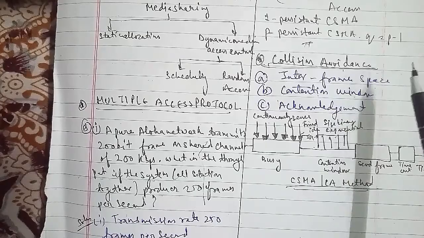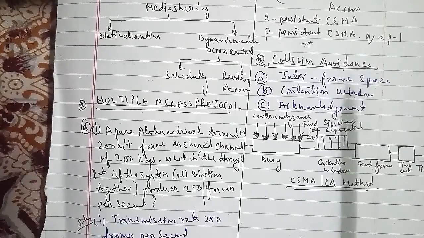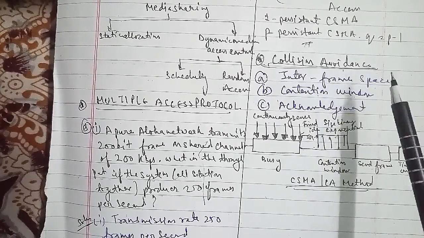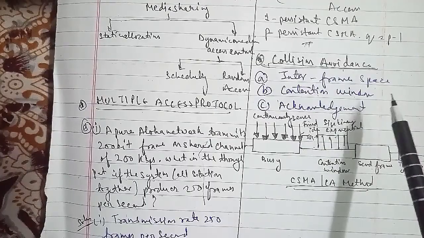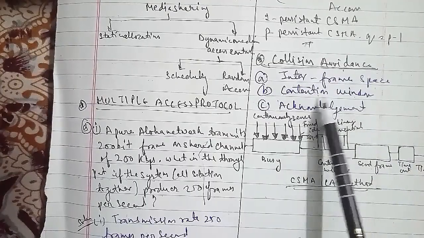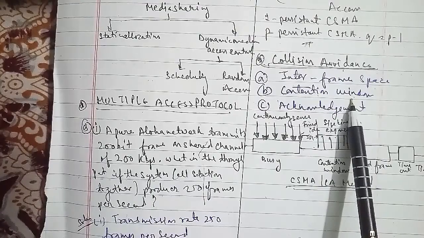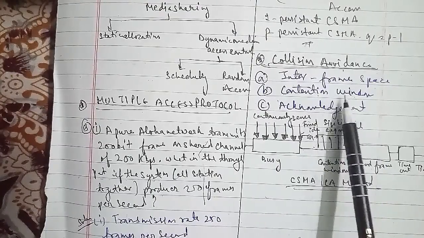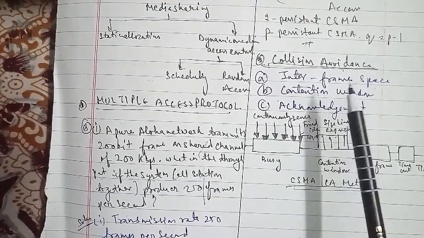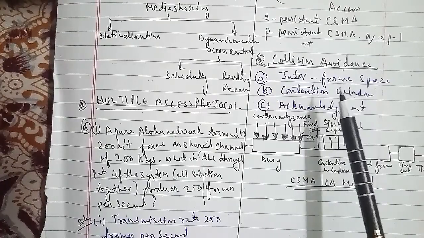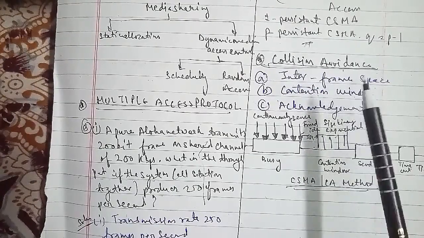Now we'll talk about the contention window. The contention window is an amount of time divided into slots, and a station that is ready to send chooses a random number of slots as its wait time. The station sets one slot for the first time and then doubles it each time.